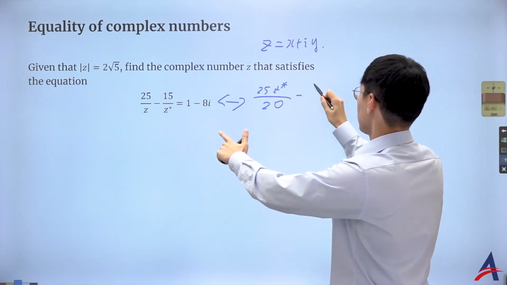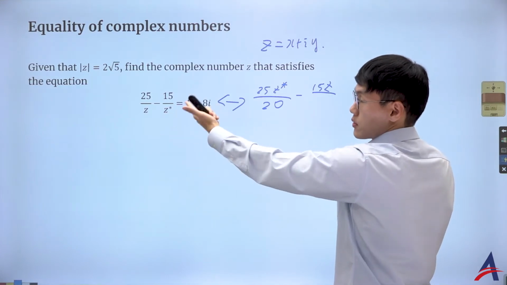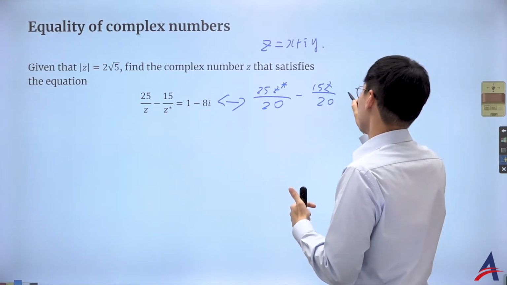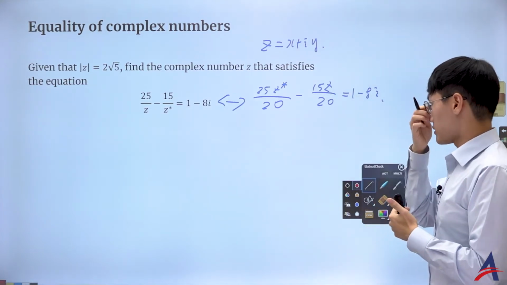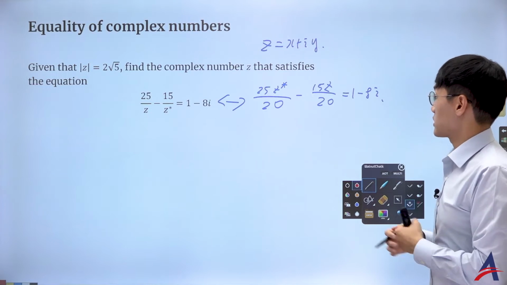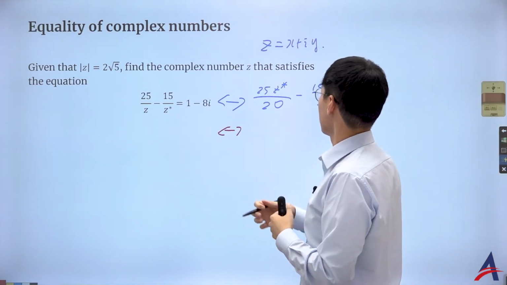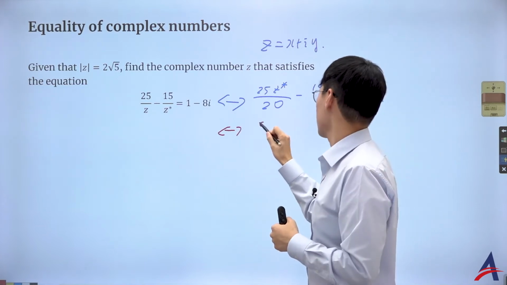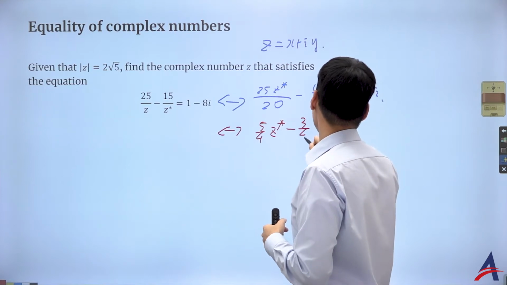Minus, the second one is going to be 15z over the same thing, isn't it? So 4 times 5, that's going to be 20. That is lovely, right? That is what I've got. Then I want to simplify this one. On the left-hand side, if I factorize by 5, that's going to be 5 over 4 z conjugate minus 3 over 4 z.